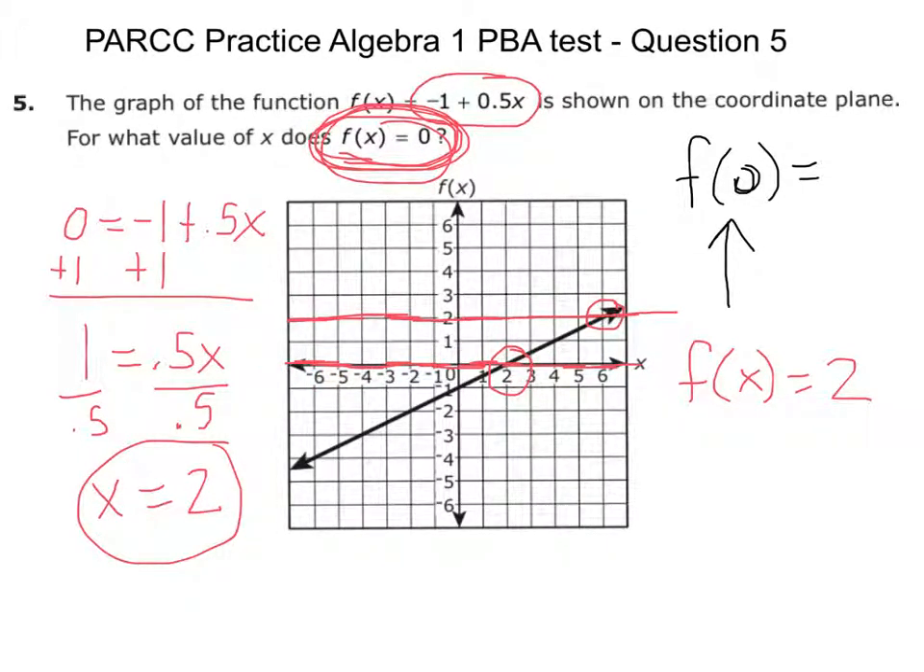In other words, they wanted to know the 0 of the what? Function. Say 0 of the function. 0 of the function. Remember, 0 of the function means x-intercept. Can you say x-intercept? X-intercept. And so you can see right here it crosses the x-axis at what? 2.